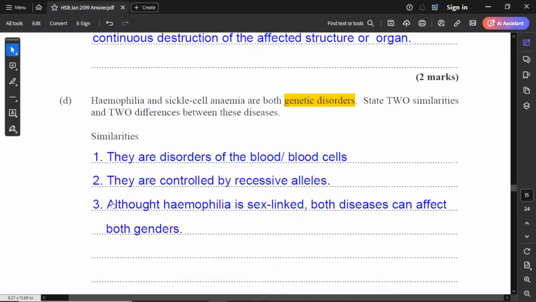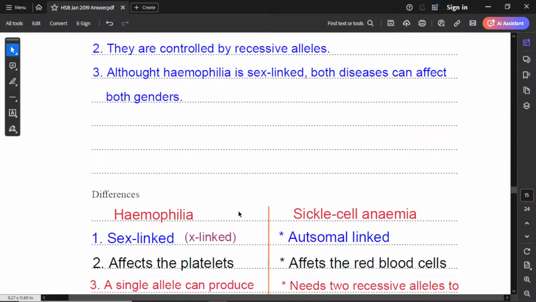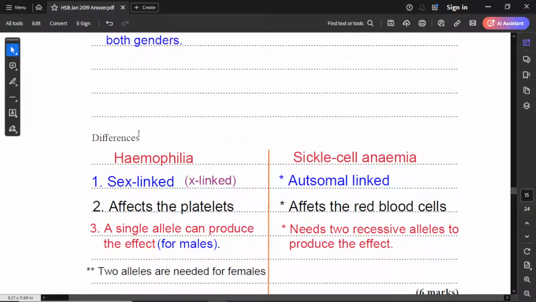And a third one here is that although hemophilia is sex-linked, both diseases can affect both genders. Just to make a note of that. The reason they can affect both genders is that hemophilia is really X-linked, which can be both male and female, because both male and female have an X chromosome. All right, and so here now the differences.